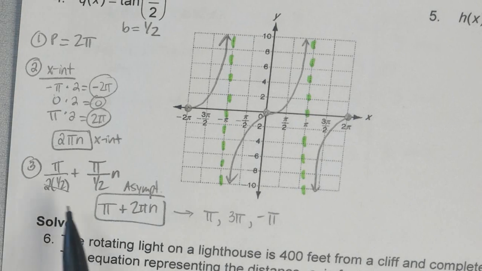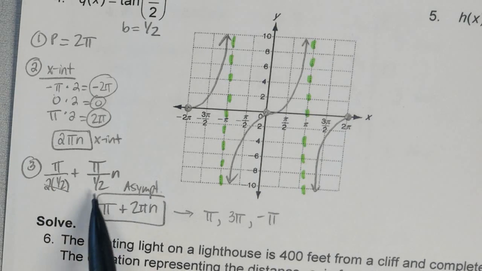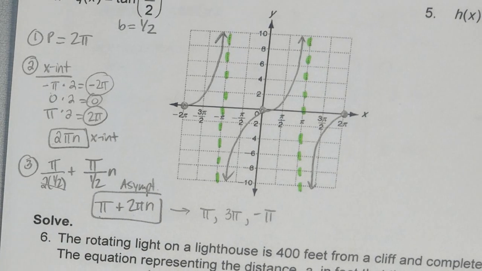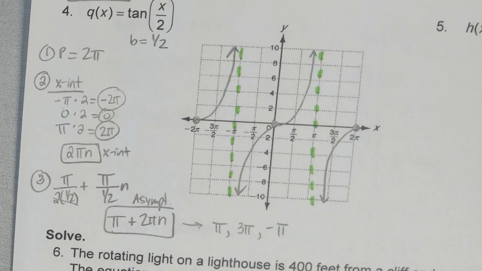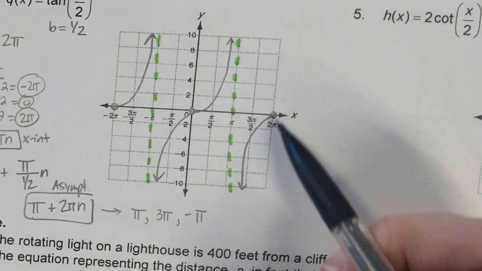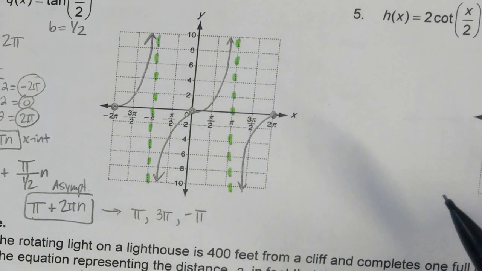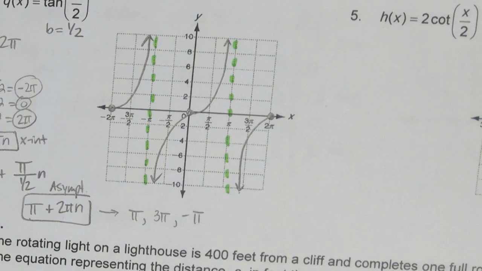Okay, the asymptotes, these cancel, so you just get pi. Here, when you multiply by the reciprocal, you get 2 pi n. Okay, and then your asymptotes are at pi, 3 pi, and negative pi. We didn't have 3 pi on our graph, but that's okay. You do have this part that you have to graph. And this is tangent, so you're going up from left to right.